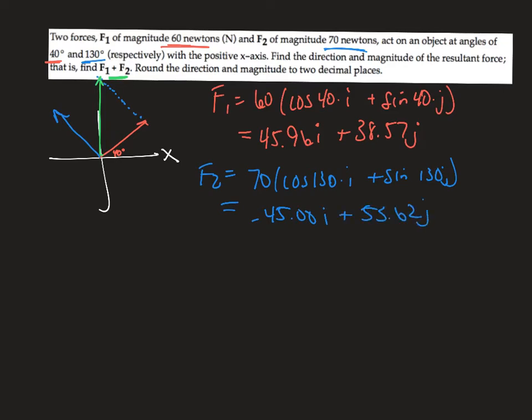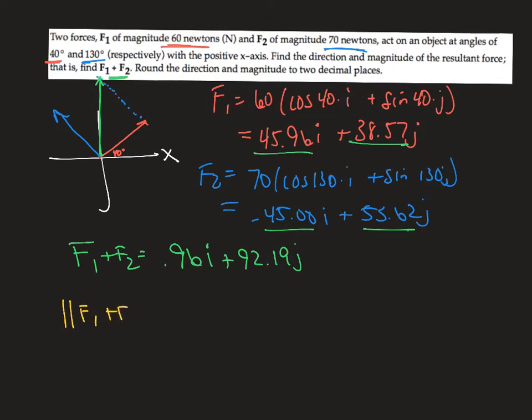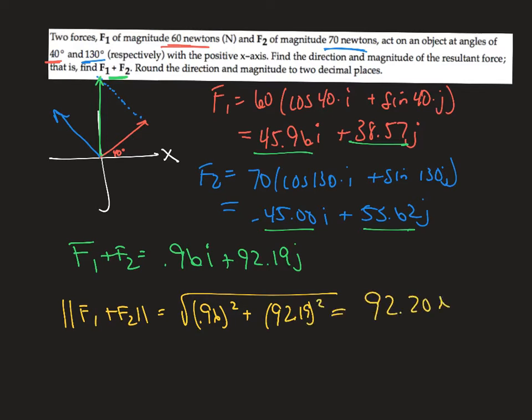And of course, the resultant vector F1 plus F2, remember, you just take a plus a, b plus b. So F1 plus F2 is going to be 0.96 i plus 92.19 j. And we want the magnitude of that. The magnitude, remember, is just the square root of a squared plus b squared, and that would be 92.20 newtons.